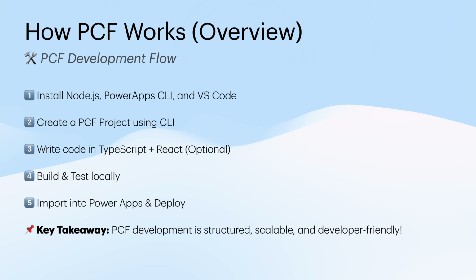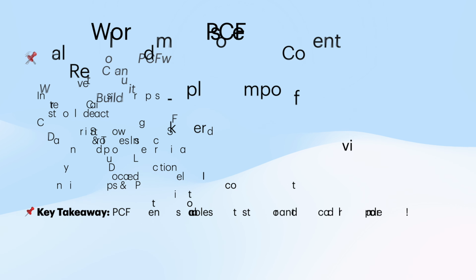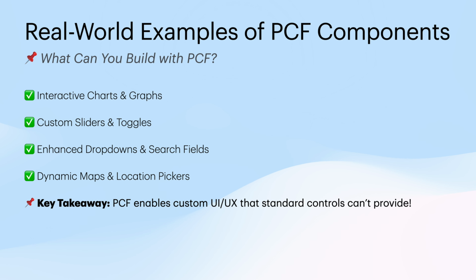Let's talk about some cool things that you can build with PCF. Interactive charts and graphs. Instead of static Power Apps charts, create live customizable charts using libraries like Chart.js. Custom sliders and toggles. Make modern looking sliders and toggle switches that match your branding. Enhanced drop-downs and search fields.